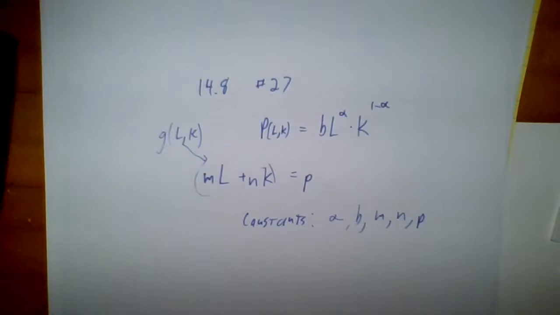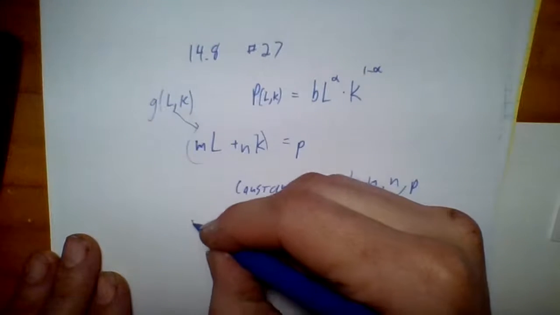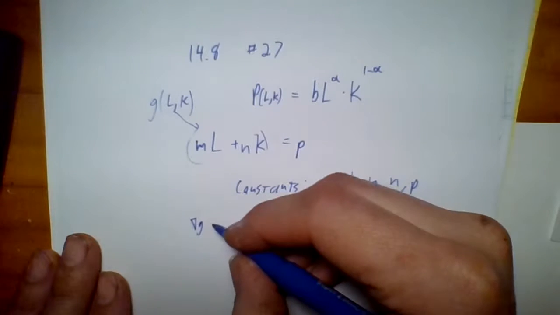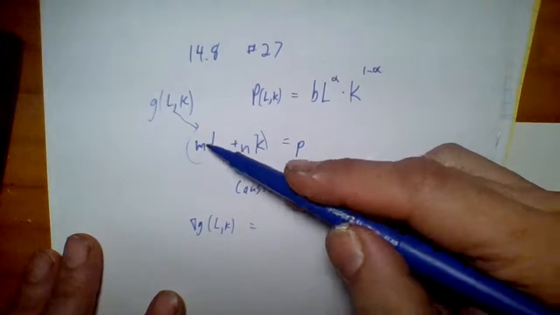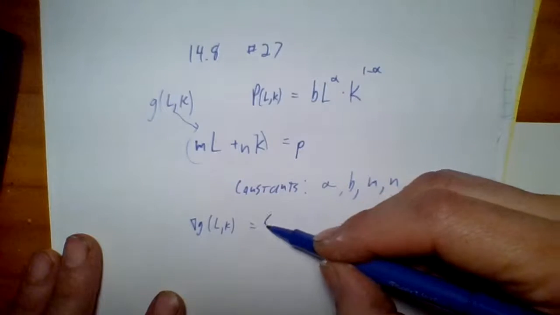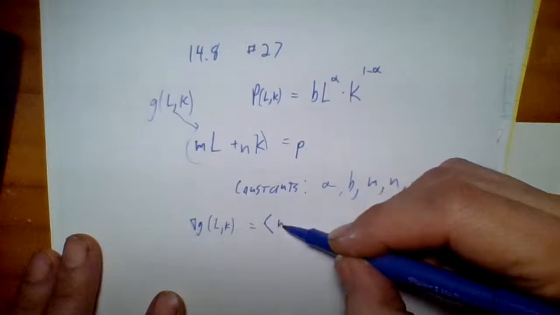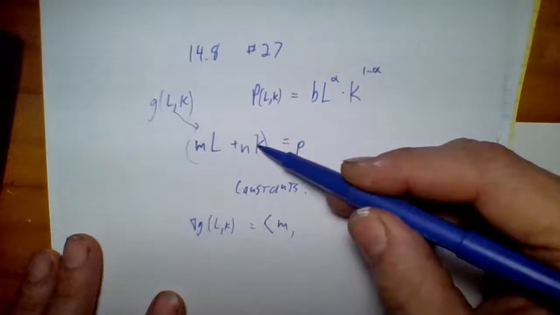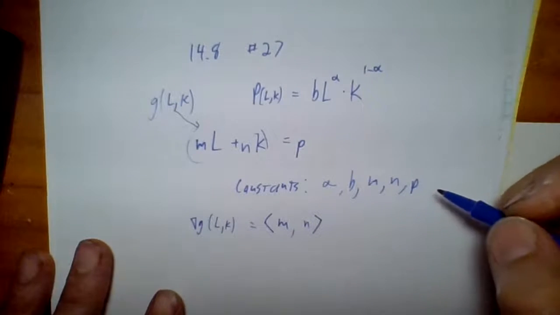We got to do the derivatives on both of those things. So I want to write down, first of all, what gradient of g is. That's a function of L and K, and you're just talking about this thing. So the partial derivative with respect to L is just m, and the partial derivative with respect to K is just n. So that one's simple. Let me get that written down.